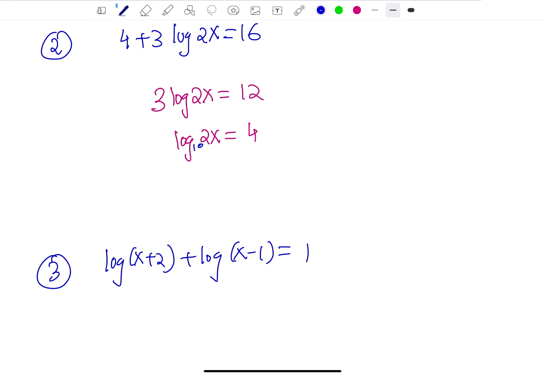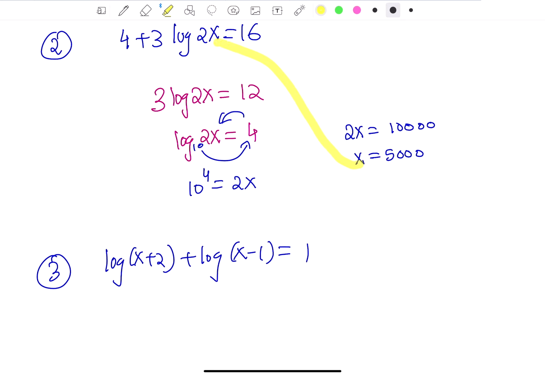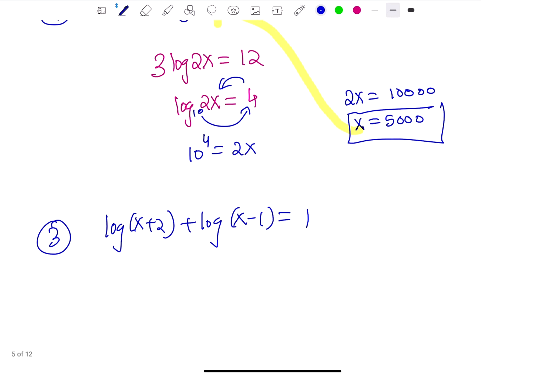Now, once we have the single log on one side, we're going to write the corresponding exponential form, which is 10 to the 4th power equals 2x. So 2x is equal to 10,000 and x would be equal to 5,000. And if I plug it back in, it's not going to give me log of 0 or log of a negative number. So it's okay, and this is going to be my solution.